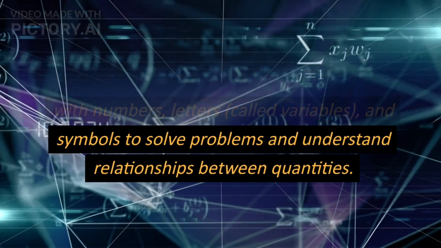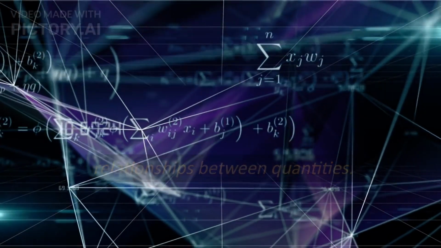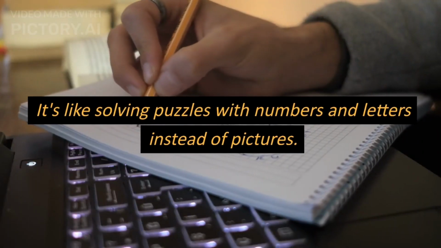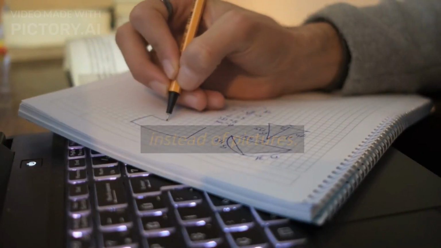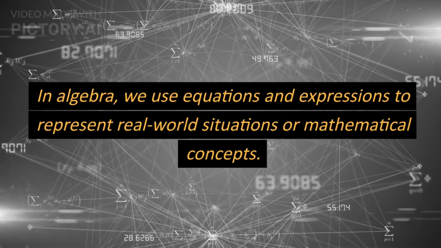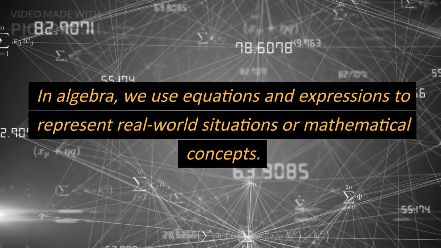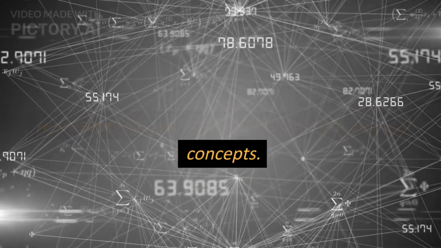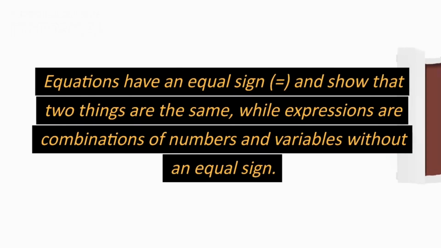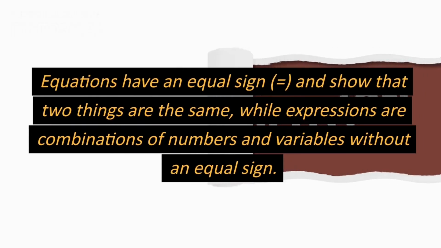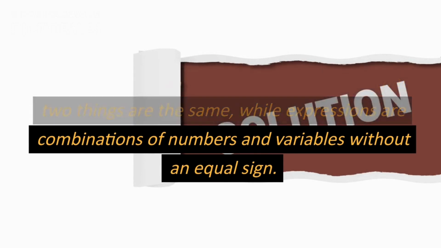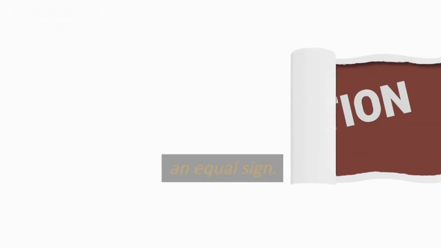Algebra is a branch of mathematics that deals with numbers, letters called variables, and symbols to solve problems and understand relationships between quantities. It's like solving puzzles with numbers and letters instead of pictures. In algebra, we use equations and expressions to represent real-world situations or mathematical concepts. Equations have an equal sign and show that two things are the same, while expressions are combinations of numbers and variables without an equal sign.